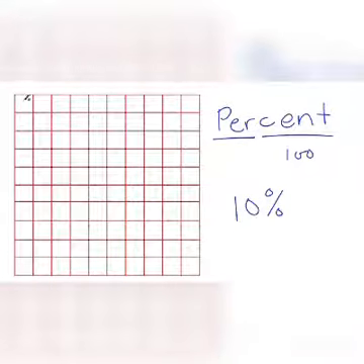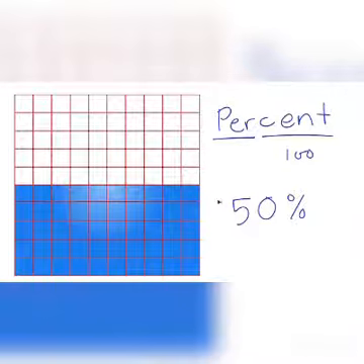10% could be represented as 10 of the 100 parts. So if we have 100 parts and we have 10 of them, that represents 10 out of 100, or 10%. Here we see 50 out of the 100 blocks are now colored in. So this represents 50%. Let's think about this in another way.